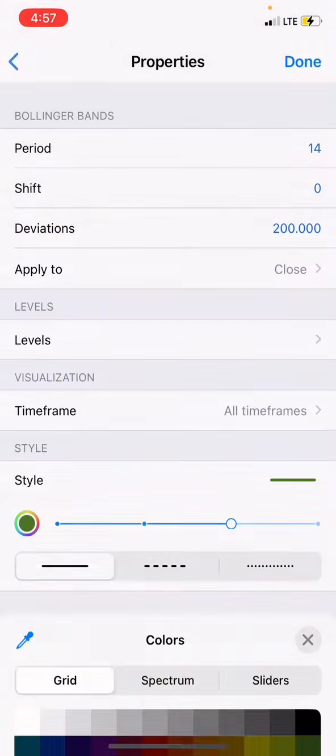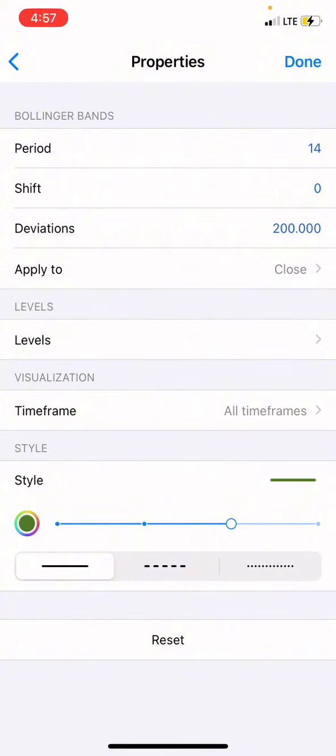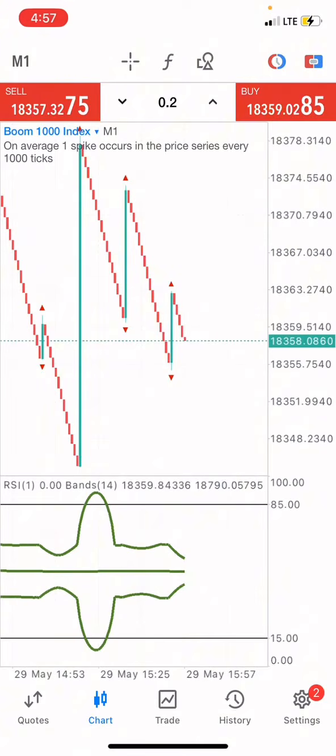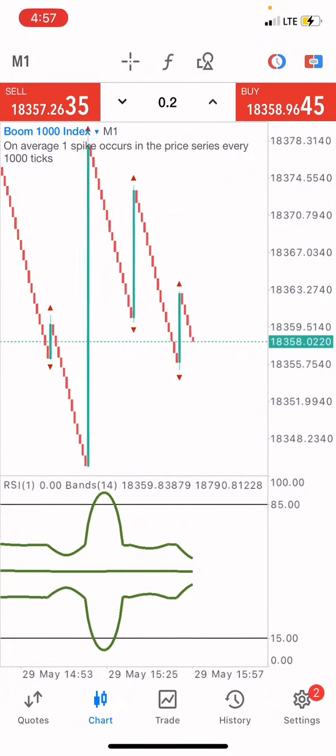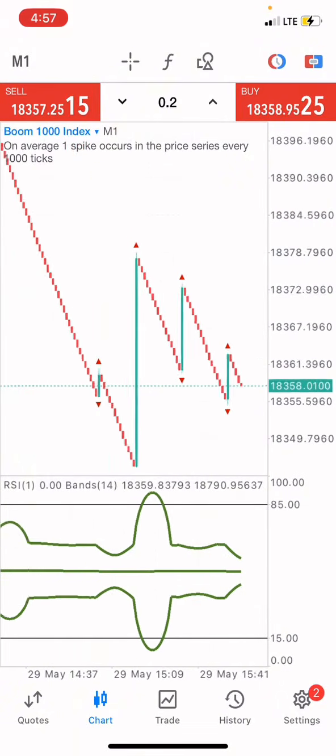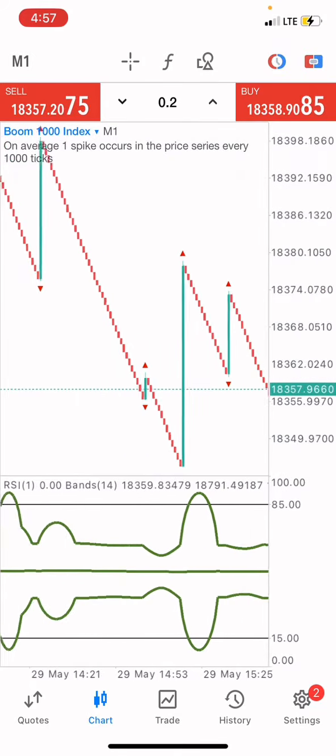Okay, you can decide to use color green or any other color that will be visible on your chart, but make sure, of course, you follow the same colors as I'm using here. You click done when you're done with that, and you have your setup already. Now if you notice, this is a very strong strategy, guys. It's a very strong strategy.